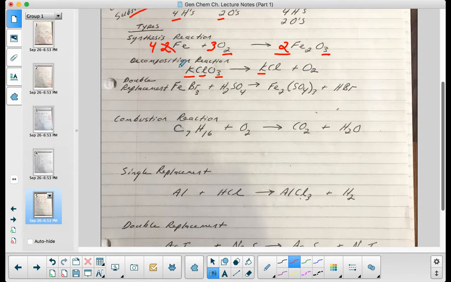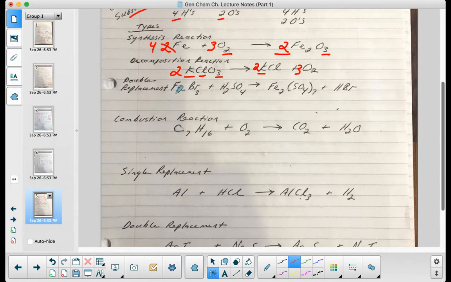So that would mean that I'm going to have to put a 2 out in front here to make those oxygens even. That gives me 6 oxygens on the reactant side. I'll put a 3 here, and then when I do that, I'm going to have to put a 2 in front of the potassium chloride. And so then we'll keep going to something a little bit more complex.